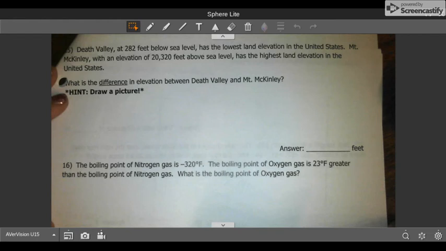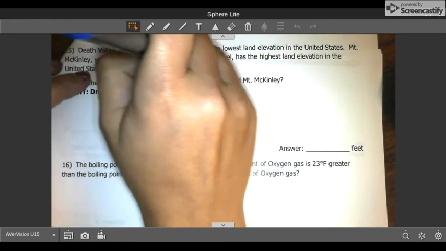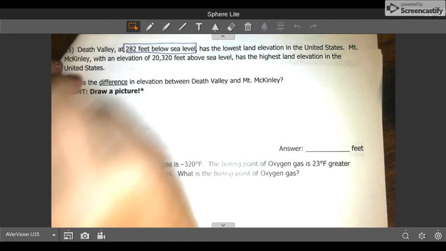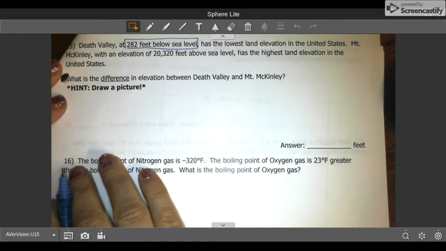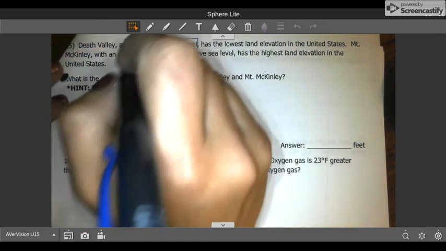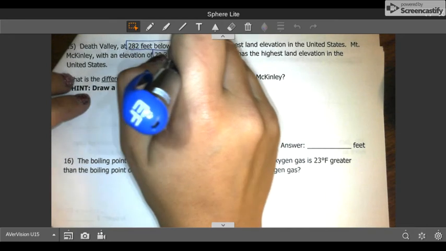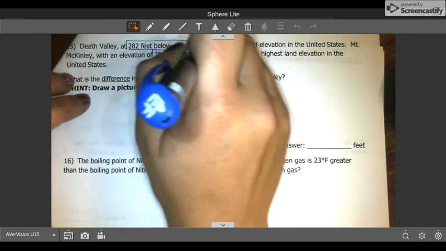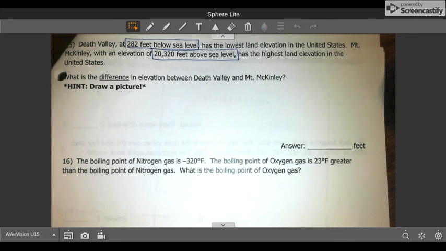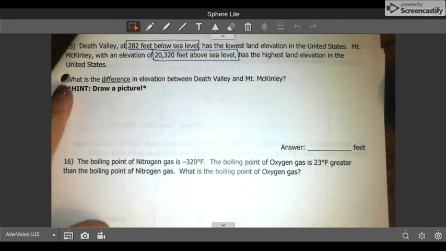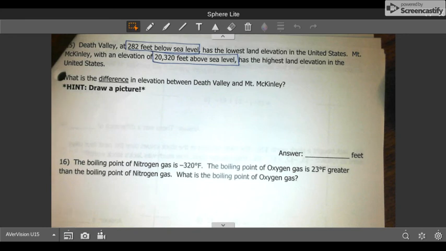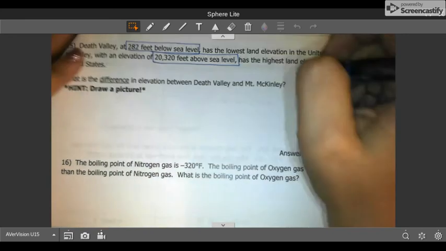Death Valley at 282 feet below sea level has the lowest land elevation in the United States. Mount McKinley, with an elevation of 20,320 feet above sea level, has the highest land elevation in the United States. What is the difference in elevation between Death Valley and Mount McKinley? Hint, draw a picture.